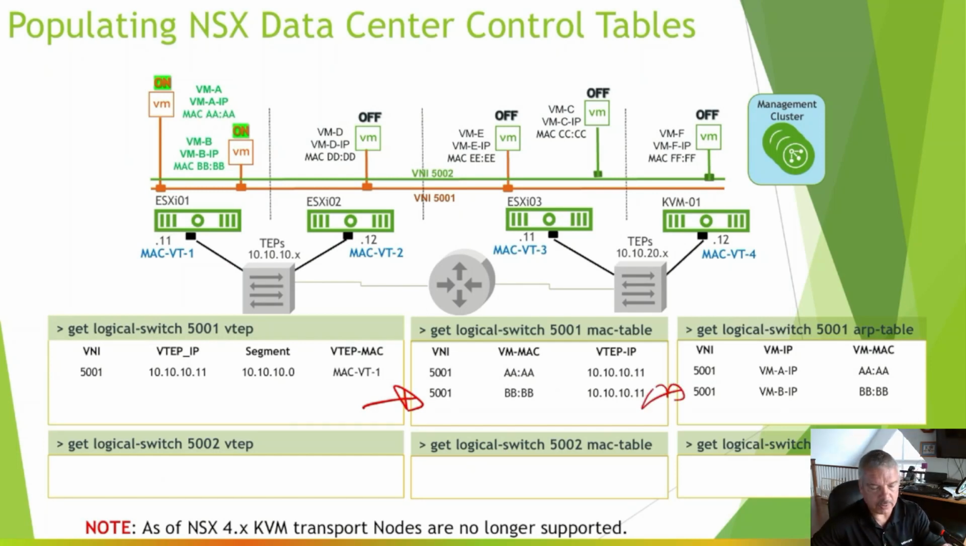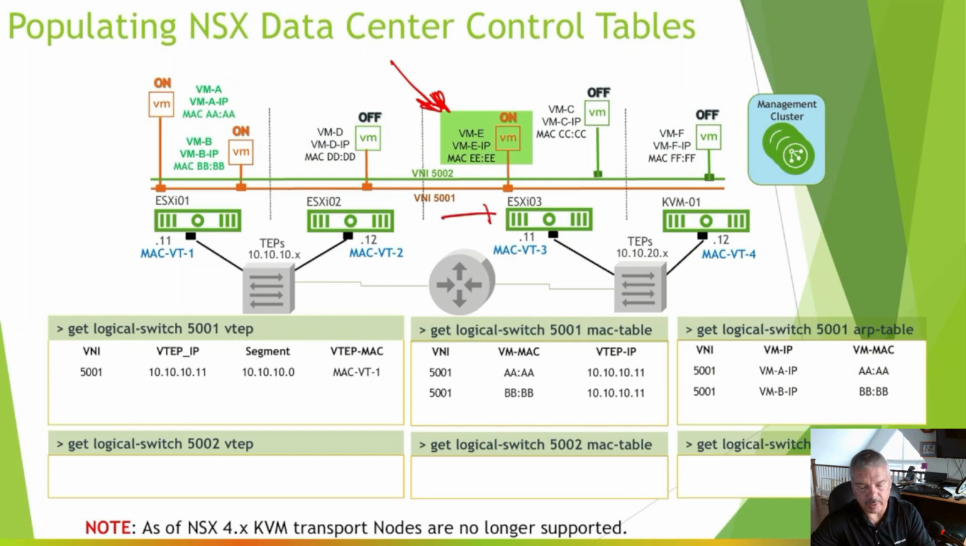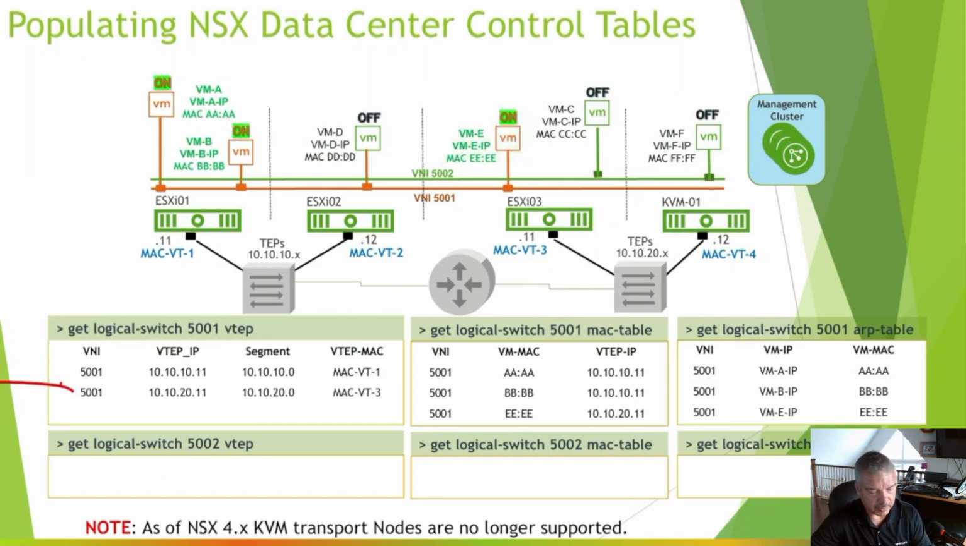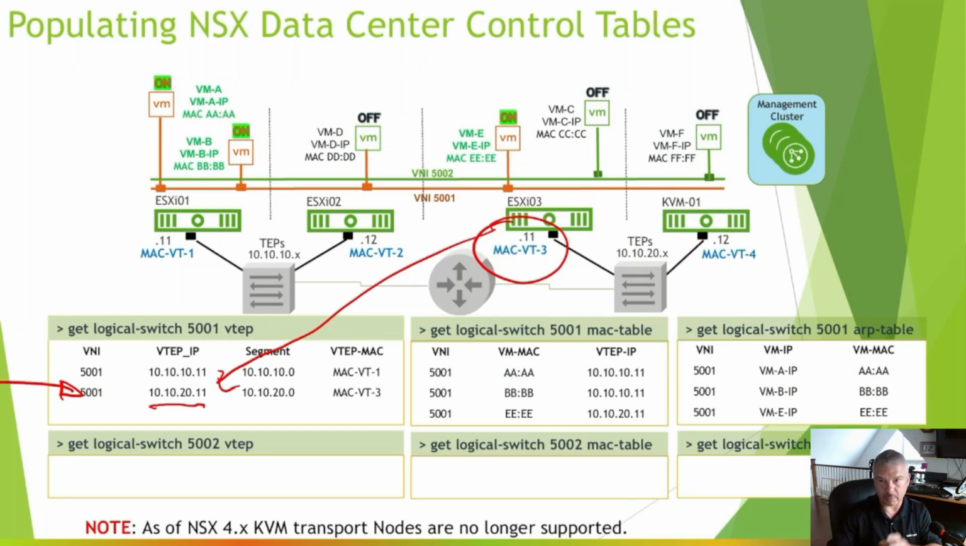Now, these two VMs are on the same transport node. Let's power on a VM somewhere else. So we power on this VM here, VME on host 3, transport node 3. So what we'll see now is when we power it on, it's a different transport node. It's never been registered. So you'll see that, boom, there's the entry for that TEP inside our TEP table, 10.10.20.11. So this is the TEP that it's on. There's the subnet, and there's the MAC address of the TEP.